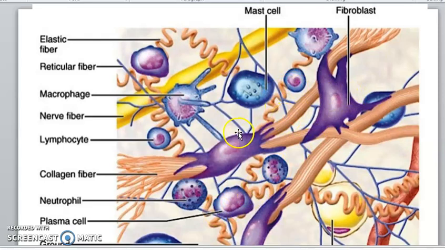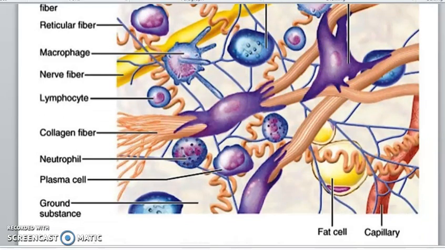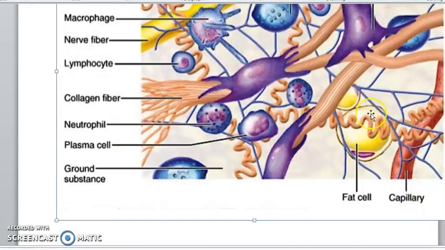a mast cell, and then the ground substance. All these are embedded in the ground substance. So the ground substance is very important. The whole of this is the ground substance. All these structures are actually embedded in the ground substance.